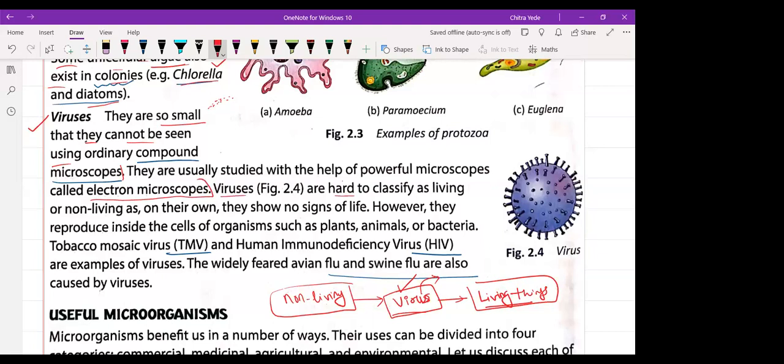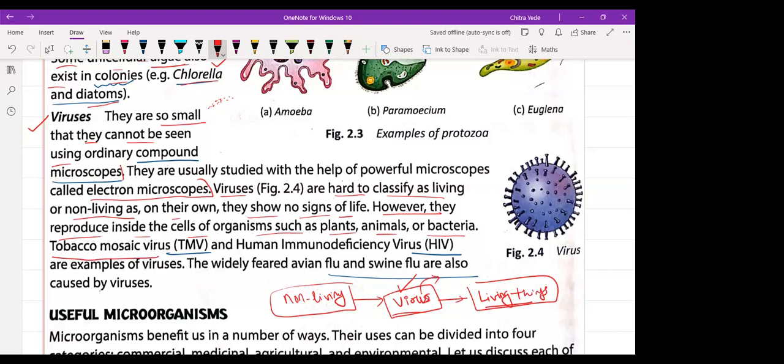Viruses are hard to classify as living or non-living. It is very difficult to classify them. Why? They show no sign of life when they are present outside the body alone. However, they reproduce inside the cell of an organism such as a plant, animal, or bacteria. If they are present inside the cell, they start reproducing, which means they are living things. If they are outside the body of the organism, they are non-living.